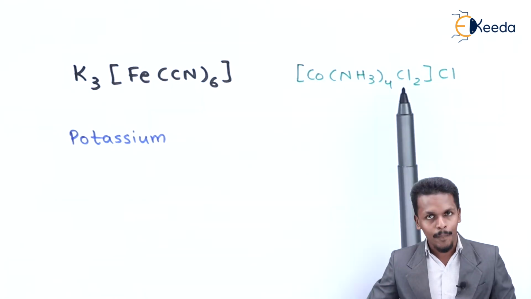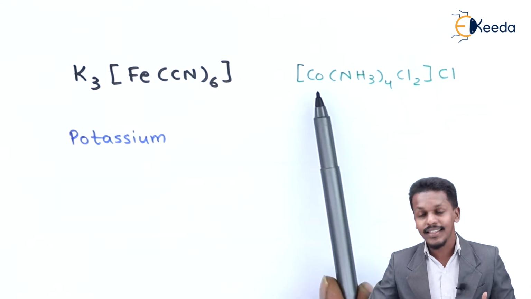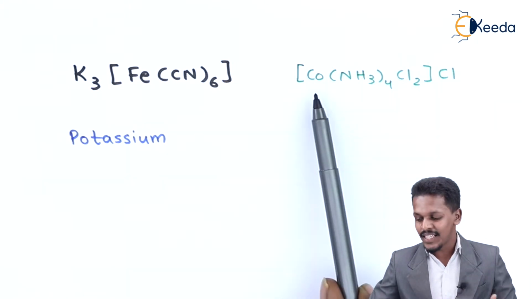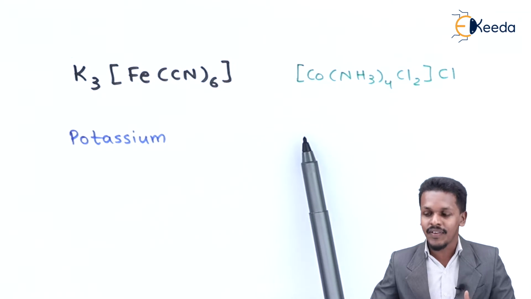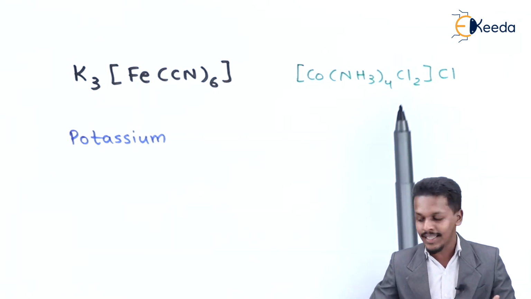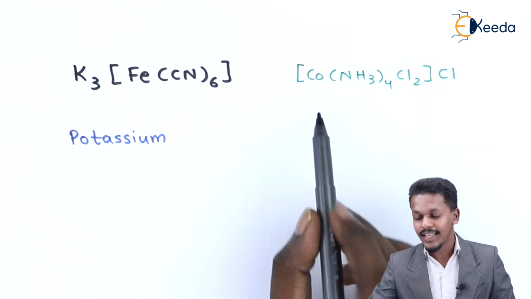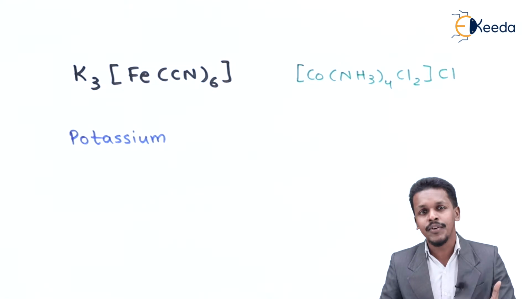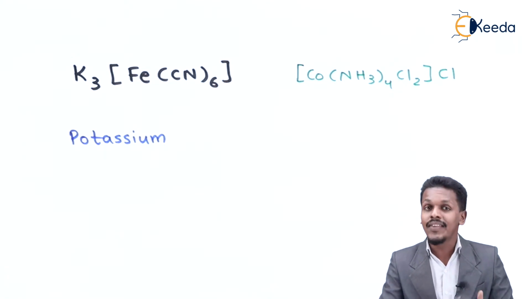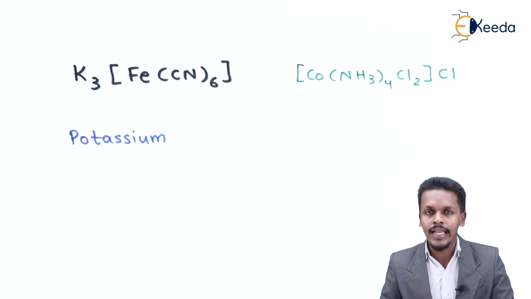Now in this complex, the cation is cobalt. So we have to give the name of cobalt first, and then it will be followed by the negative ligand or the negative ion, which in this case is chlorine. Therefore the name will start with cobalt. But there are also certain rules regarding the ligands, so we have to follow those too. So this was a small example related to the first rule.